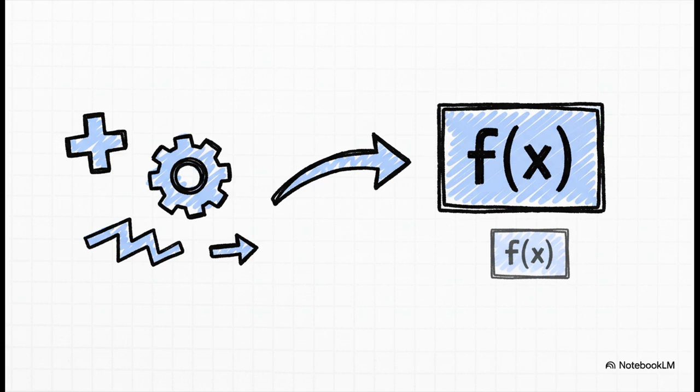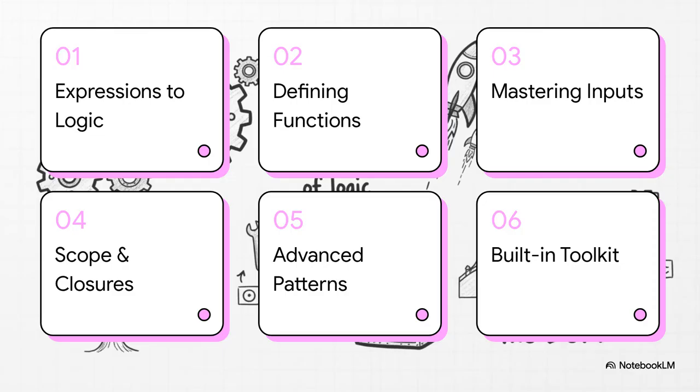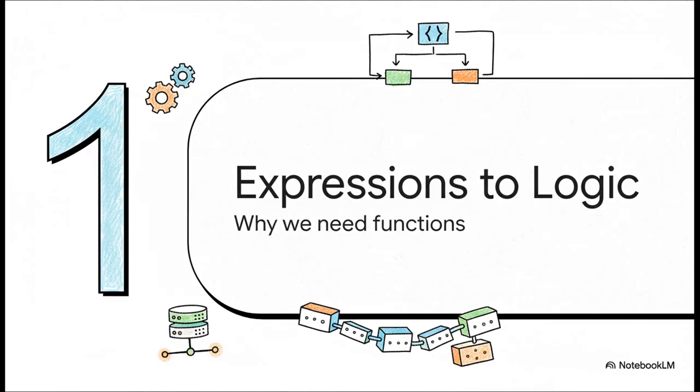Let's map out exactly how we're going to tackle this. Here's the game plan. We're going to start with the why. Why do we even bother with functions? Then we'll get into the three main ways you can define them. From there, we'll dive into how they handle inputs, and then get into the really fascinating stuff: scope, memory, and closures. We'll finish up with a couple of advanced patterns and take a look at the toolkit JavaScript gives you for free.